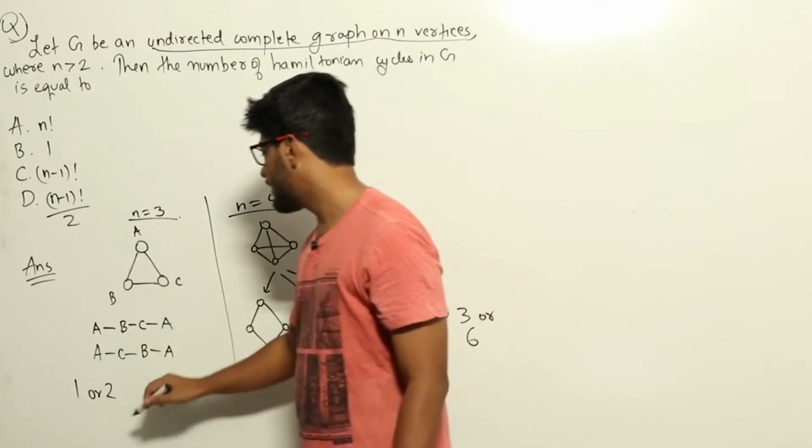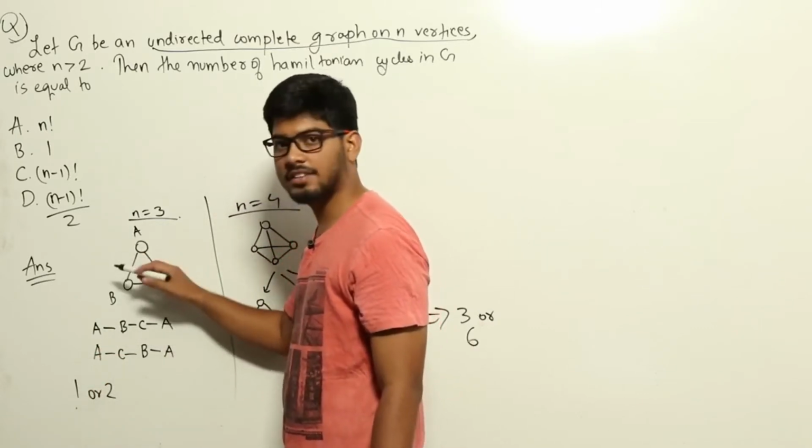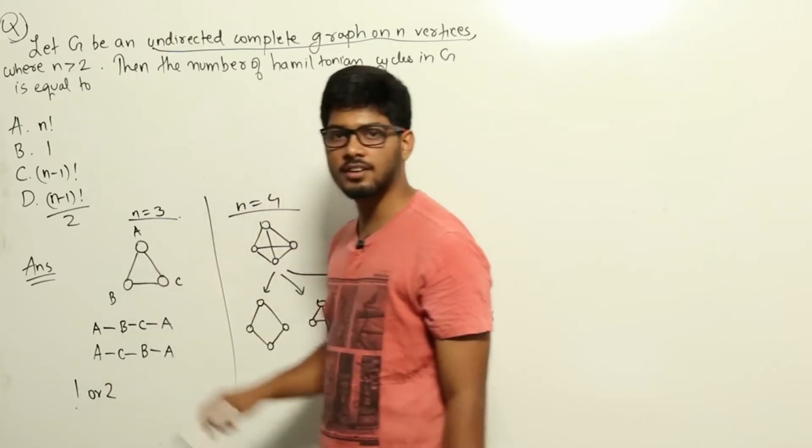So for this one we'll take 1 or 2. 1 if we have to consider one cycle only for every cycle, and 2 if we have to consider the reverse as a different cycle.